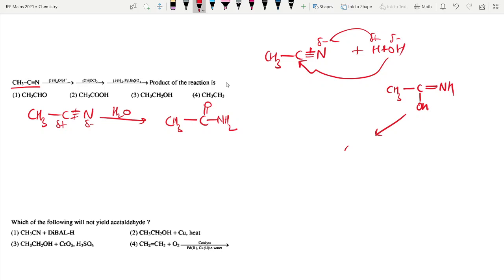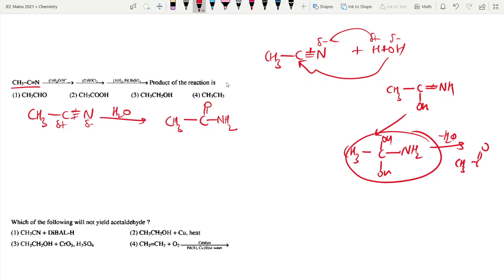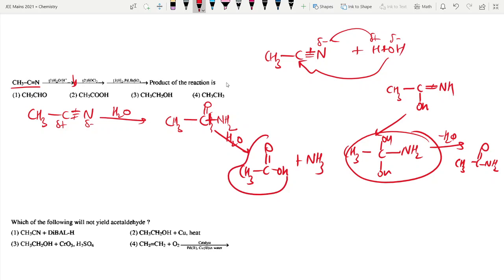So after the first step you will get this, and then after the second step you will get 2OH, and one more bond is broken and NH2, and then you can understand this can release water to make this NH2. And then there is one more hydrolysis step remaining here. This bond can also break, and one more H2O. If you break this bond, then you get CH3COOH plus NH3. So what you get here is an acid.